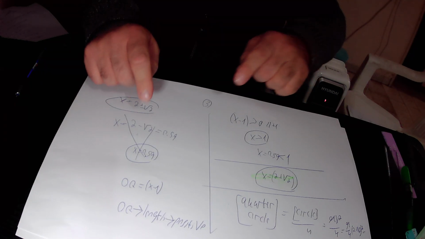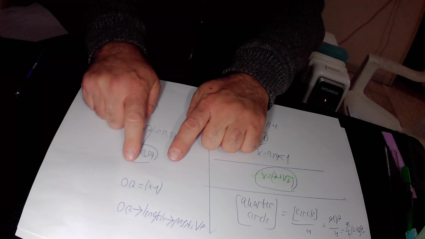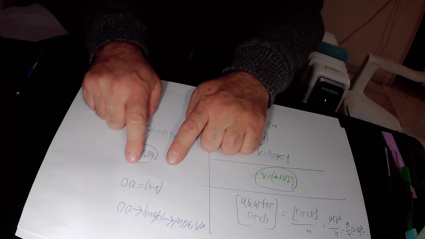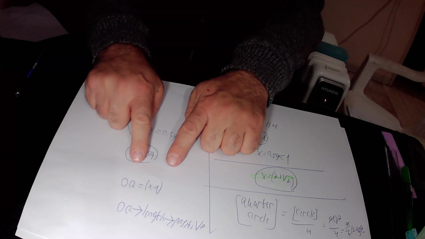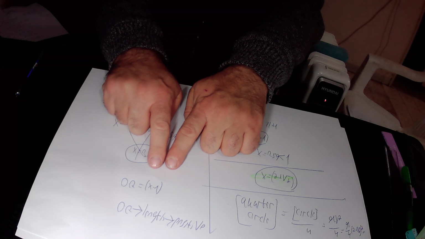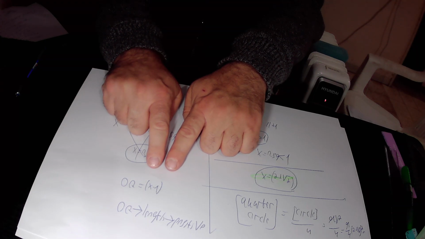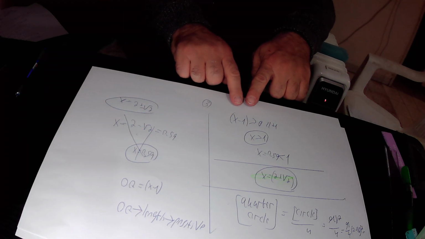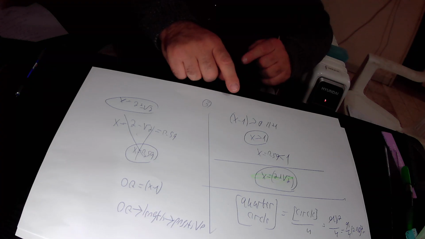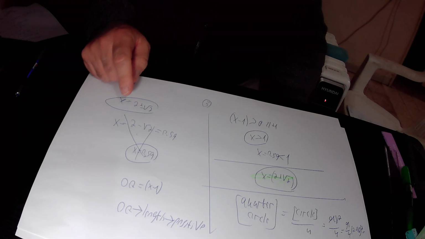So OQ is a length and must be a positive number. But OQ is x minus 1, so x minus 1 must be a positive number. What is a positive number? It is a number that is greater than 0. So in total, we have found out that x minus 1 must be greater than 0. We added 1 to this inequality and finally found out that x must be greater than 1. So x must be greater than 1.